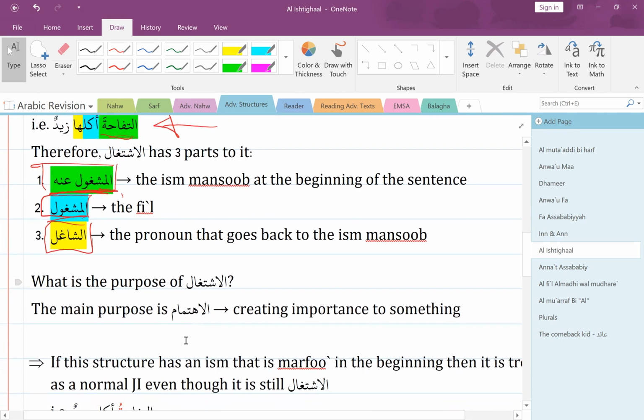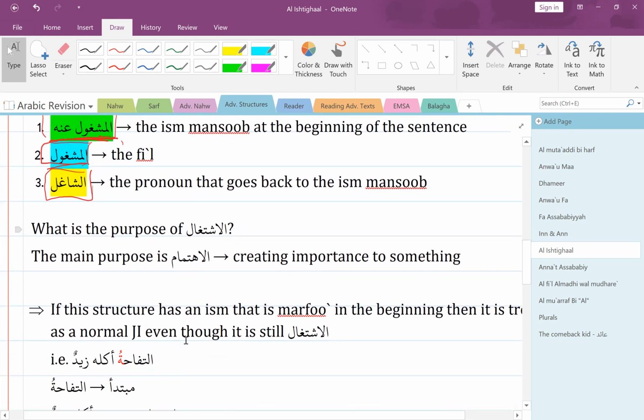All right, so what is the purpose? Like I said, what is the purpose of الاشتغال? I said the purpose of الاشتغال is الاهتمام, as opposed to the emphasis that we talked about, اختصاص. So when you have مفعول به مقدم, you have اختصاص, the idea of only. But when we have اشتغال, you see what the pronoun just does. The pronoun gives importance. So creating importance to something. And that's the difference between الاشتغال and مفعول به مقدم.